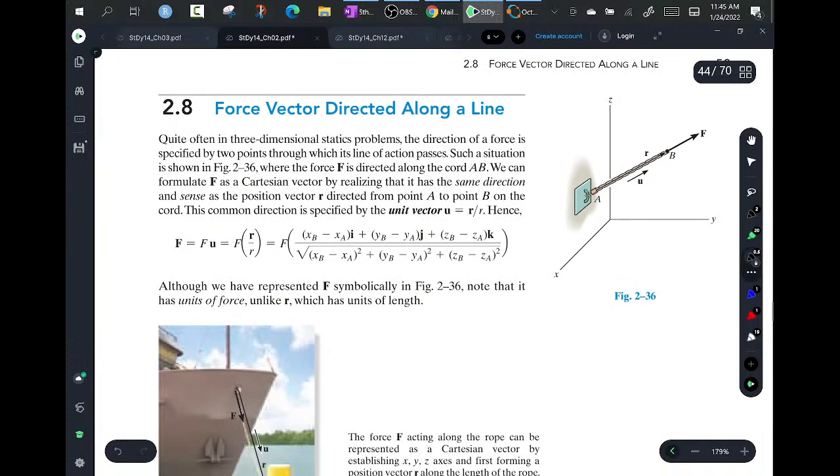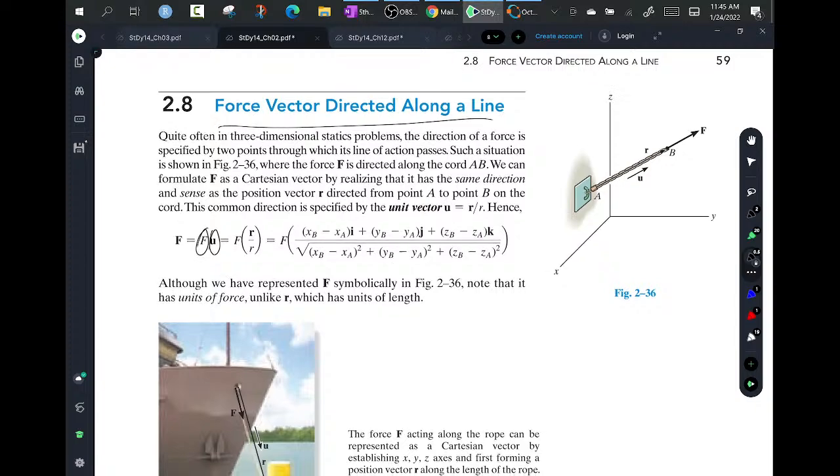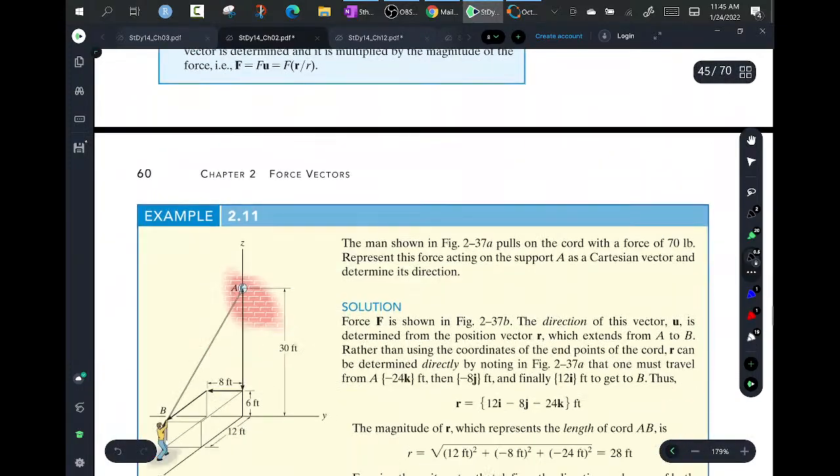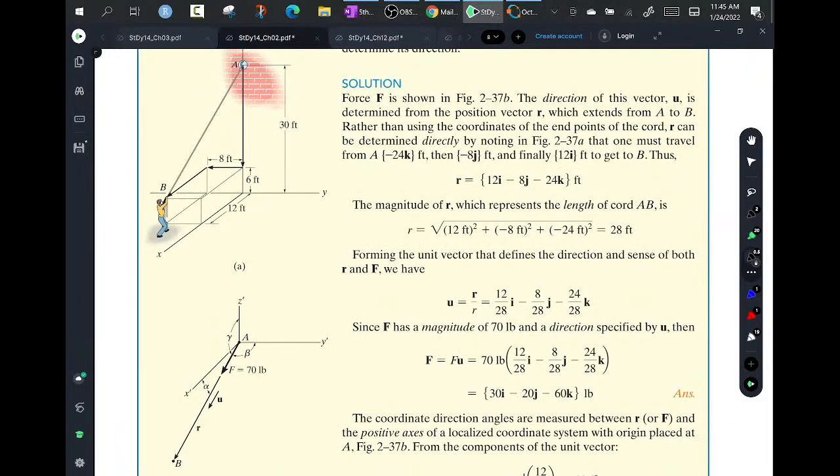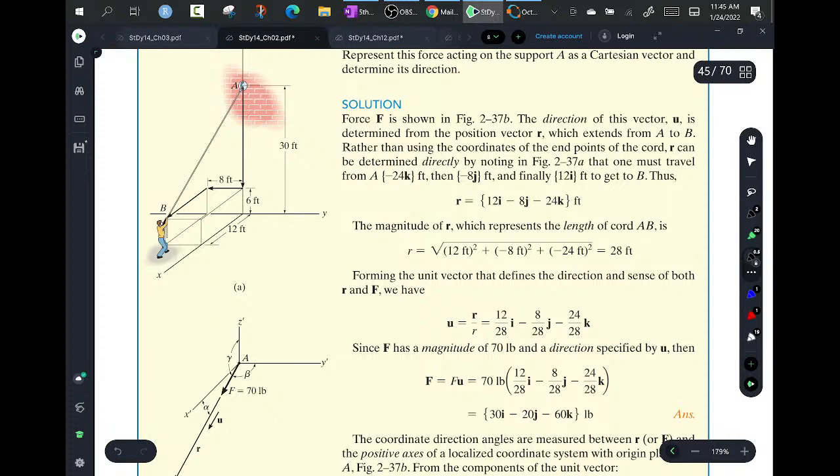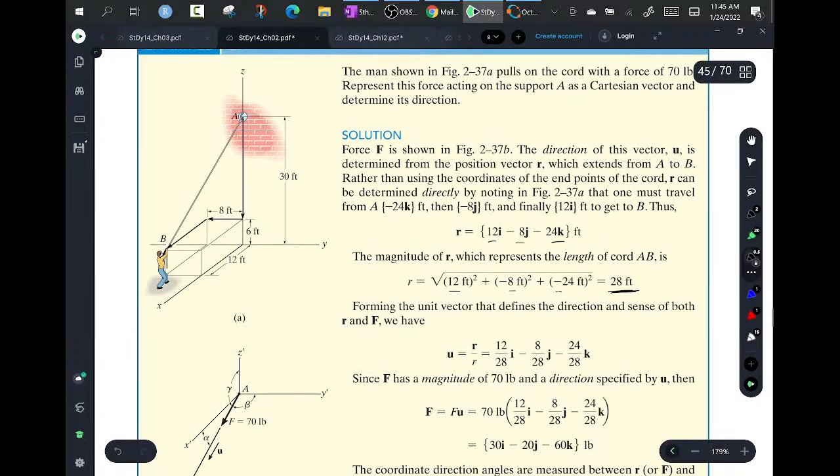Okay, now he's talking about force directed along a line. What is he doing? Well, he's saying multiply that 70 times the unit vector. That gets you the vector force. And so here's a typical case. It turns out that 12, 8, and 24 give you a length of rope, an integer length, of 28.